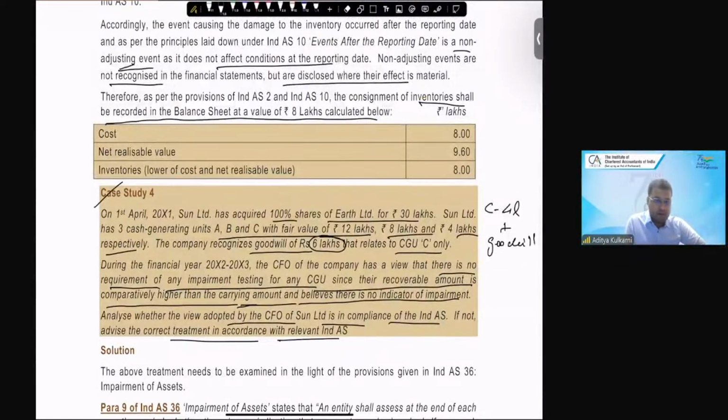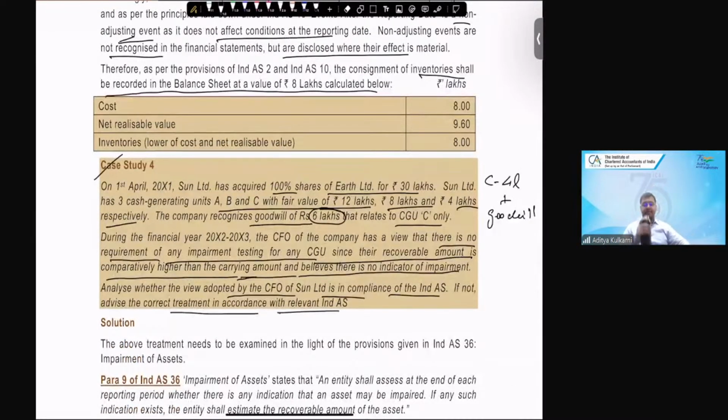Okay. So now, first of all, what is this? The question is on which standard? Sir, impairment testing के लिए. Ind AS 36. Ind AS 36. All right. Now, when we talk about Ind AS 36, from a CGU perspective, if your CGU's recoverable amount is higher, do you need to do the impairment? No, sir. If it is higher, you do not need to do the impairment. But in this case, I have a goodwill of 6 lakhs.